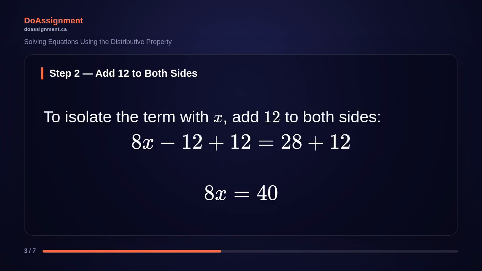To undo the subtraction, we add 12 to both sides. On the left, negative 12 and positive 12 cancel, leaving 8x. On the right, 28 plus 12 equals 40. So we have 8x equals 40.